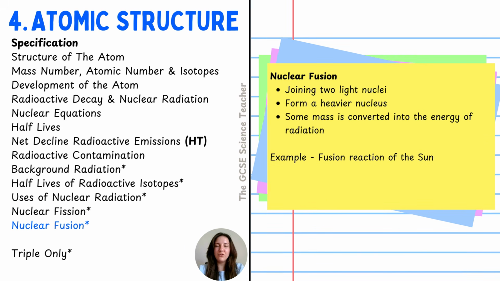Nuclear fusion is the joining of 2 light nuclei to form a heavier nucleus. Some of the mass is converted into energy as a result. Fusion is found in the sun.